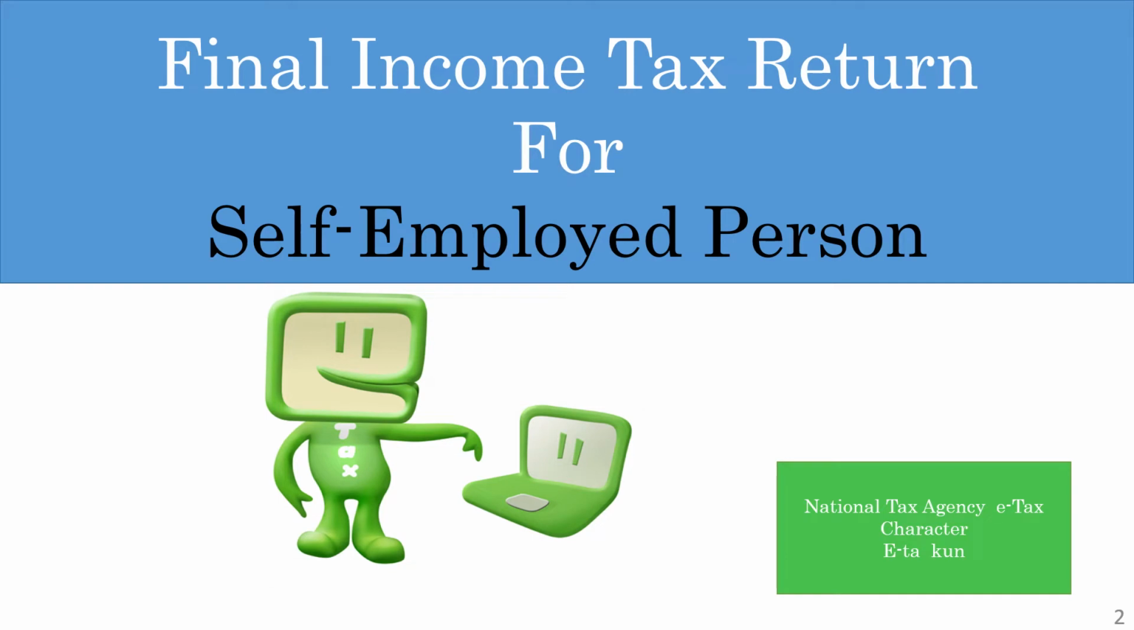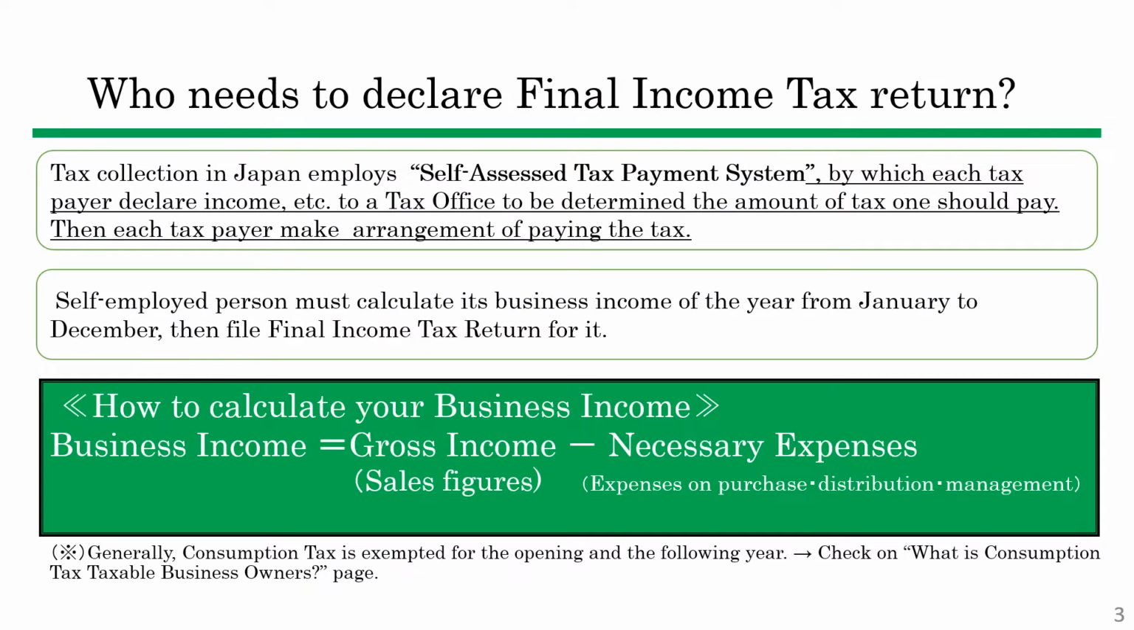Here are the details about the final income tax return for self-employed persons. National tax collection employs a self-assessed tax payment system, by which each taxpayer pays a visit to a tax office to declare one's income to determine the amount of tax one should pay. Then each taxpayer makes arrangements to pay the tax.